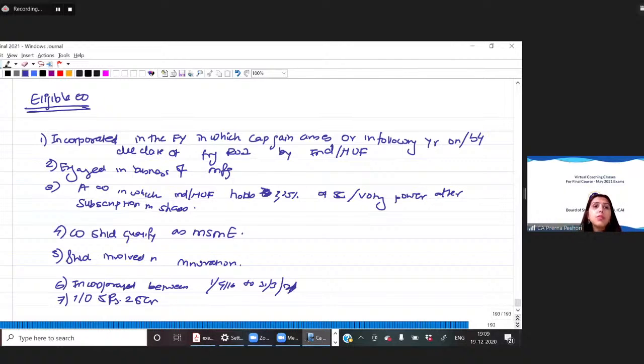So this is to give an impetus to the startups. This provision has been introduced so that if you sell residential house property and you invest the amount in equity shares of an eligible company, which is a startup, then you will get this exemption under section 54GB. Clear?